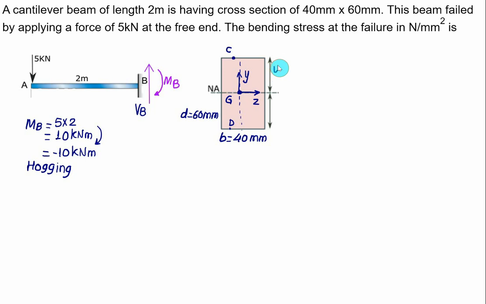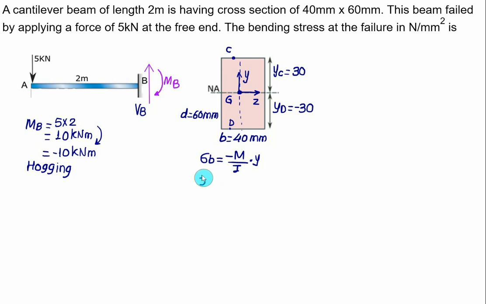So the distance Yc from the centroid is 60 divided by 2, that is equal to positive 30, and below G you have to take the negative value. So the distance Yd will be equal to D by 2, that is equal to minus 30. Bending stress sigma B is equal to minus M divided by I multiplied by y. Here the M value is negative, so negative and negative will become positive, and therefore at point C, Yc is positive, so we have tension at point C.